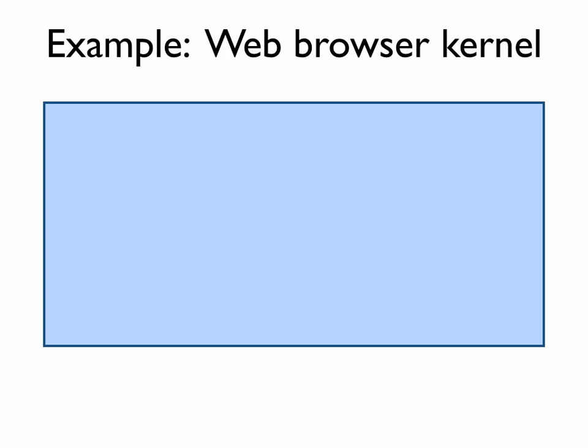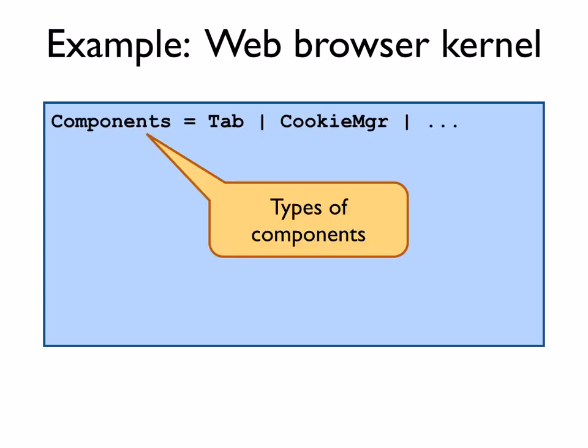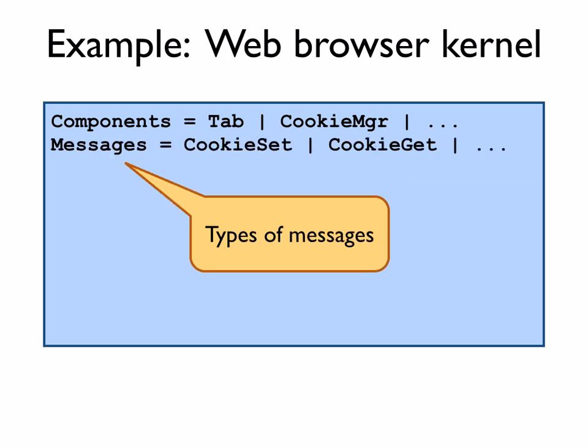So to implement the kernel of a web browser in Reflex, the user first writes the types of components with which the kernel can interact. So the kernel of a web browser can interact with tabs, cookie managers, and so on. Next, the user writes the types of messages that can be exchanged between the kernel and outside components. So there's a message type for setting the value of a cookie, a message type for retrieving the value of a cookie, and so on.